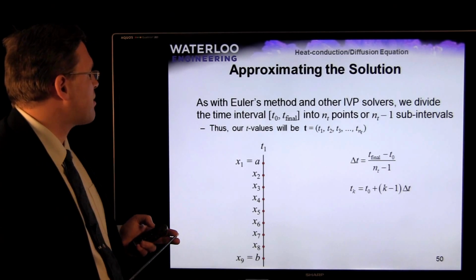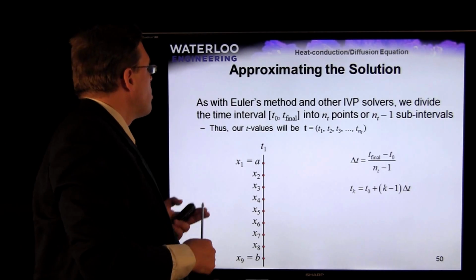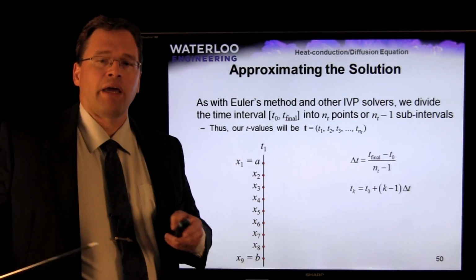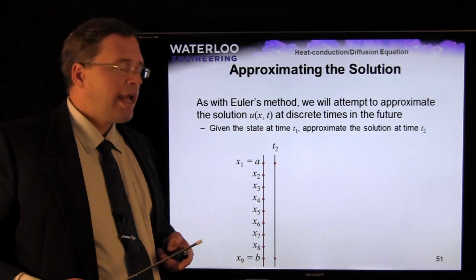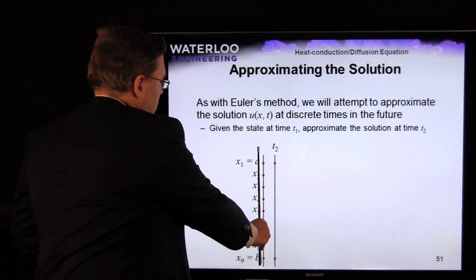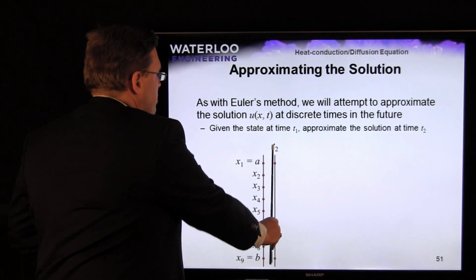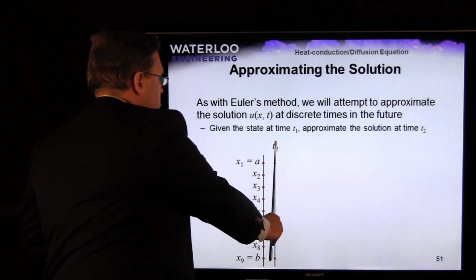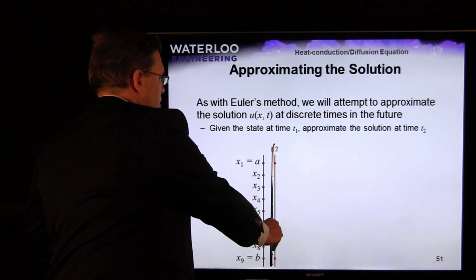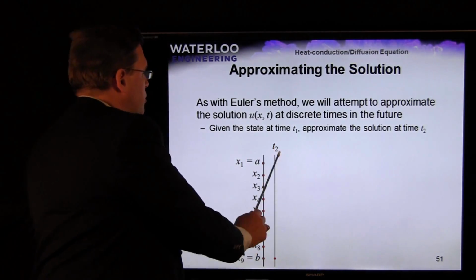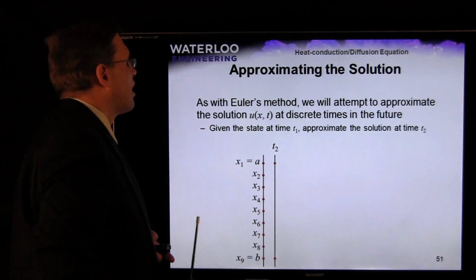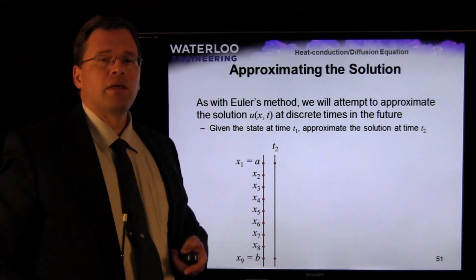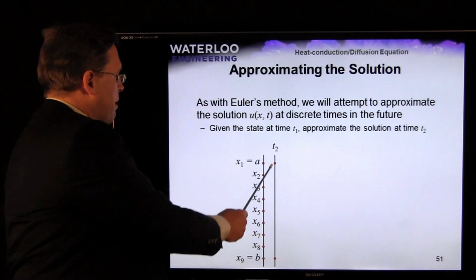Now, as with Euler's method and other initial value problem solvers, we will also divide the time space into intervals. And so at time t2, the next point, we will approximate the solution using our information at time t1. But we will require the two boundary values.